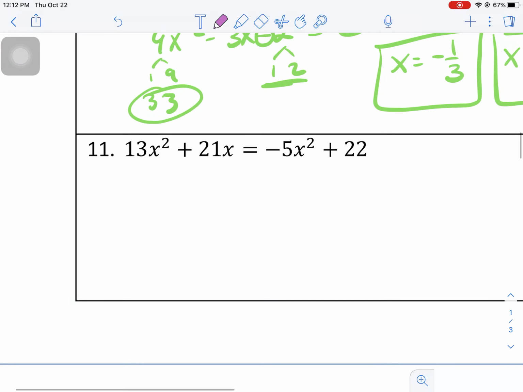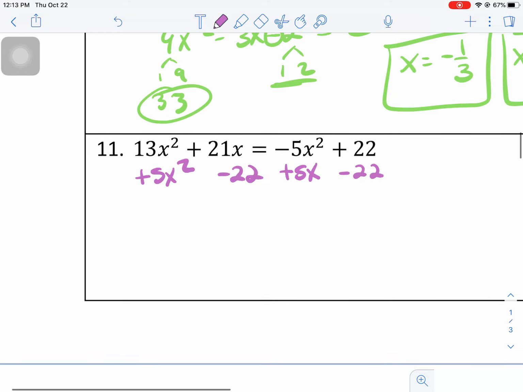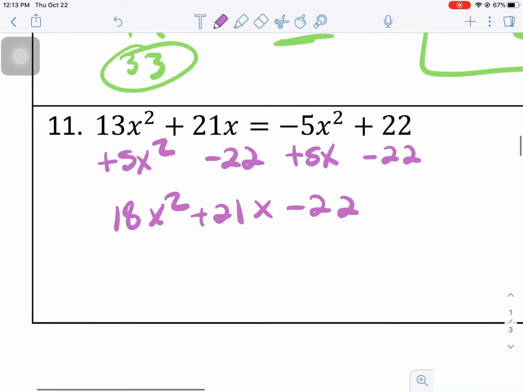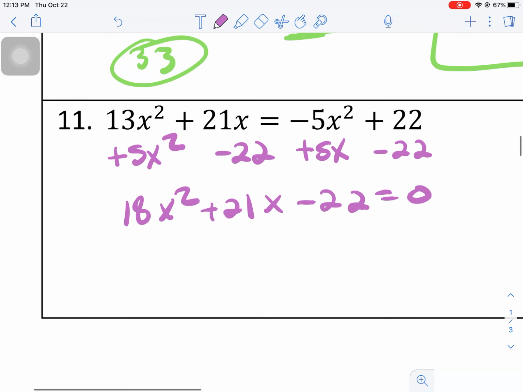Number 11. So we need to first get everything to the same side so that it's set equal to 0. So I'm going to add the 5x squared. I'm also going to subtract off the 22. So 13 plus 5 is 18x squared plus 21x minus 22. Looking for a greatest common factor out of this. That's equal to 0. 22 is just 2. Can't pull out 22 out of 21. So 2 is not going to go for us here. Looks like we got to do some factoring.